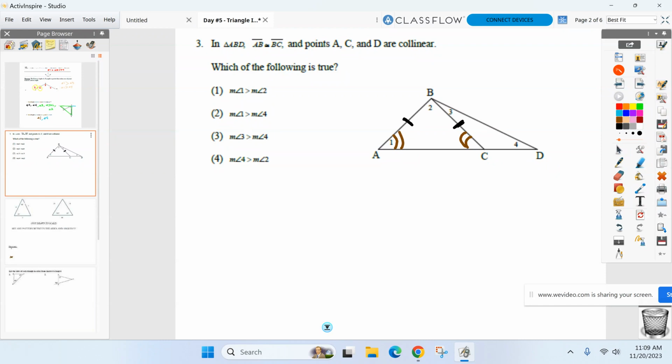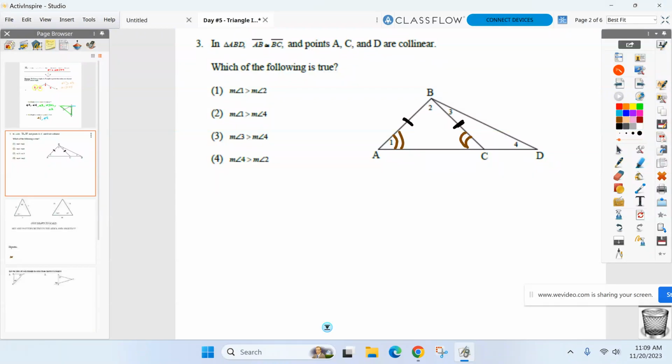Is 1 bigger than 2, 1 bigger than 4, 3 bigger than 4, or 4 bigger than 2? Go ahead, keep discussing in your group. See what you can do here. And again, we're using an exterior angle bigger than its remote interiors. And there's a reason why I gave you that it was isosceles.